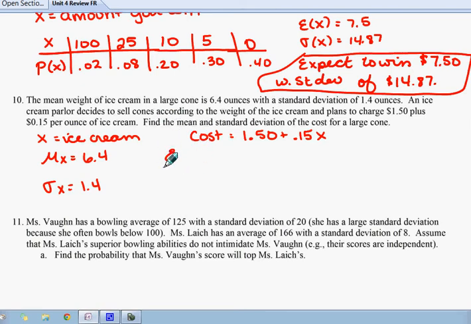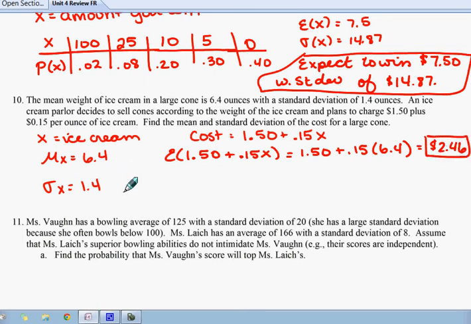it's easier to write it like this for this one, of 1.50 plus 0.15x. We get to actually just apply those rules straight to the expected value. And so that's 1.50 plus 0.15 times 6.4. The expected cost of a cone would be somewhere around $2.46.